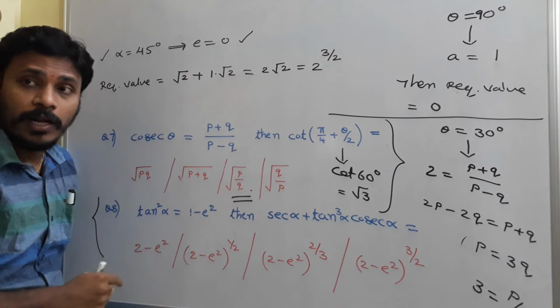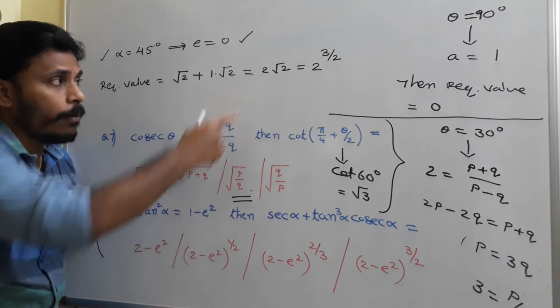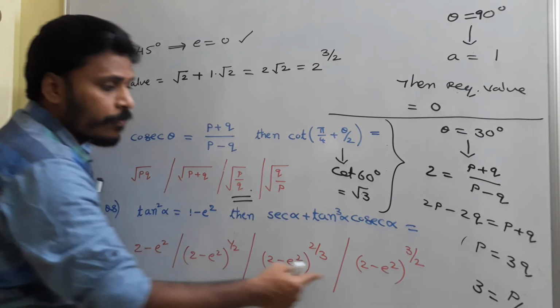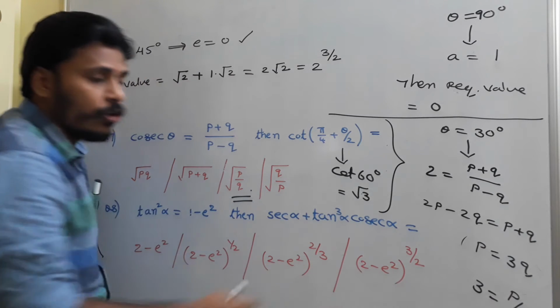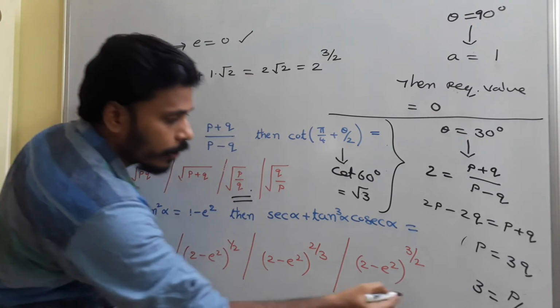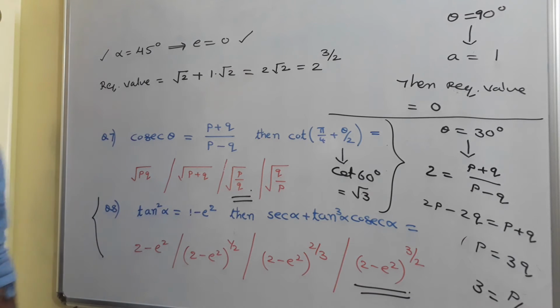But our answer is 2 power 3 by 2. From this one, you will get 2 power 1 by 2 if e is 0. But our answer is 2 power 3 by 2. So this is also not suitable. When you replace e equals 0 here, you will get 2 power 3 by 2. And since your answer is 2 power 3 by 2, this is your required option. Okay, just have a look. So without going through the actual procedure, we are solving all these things in a logical way.